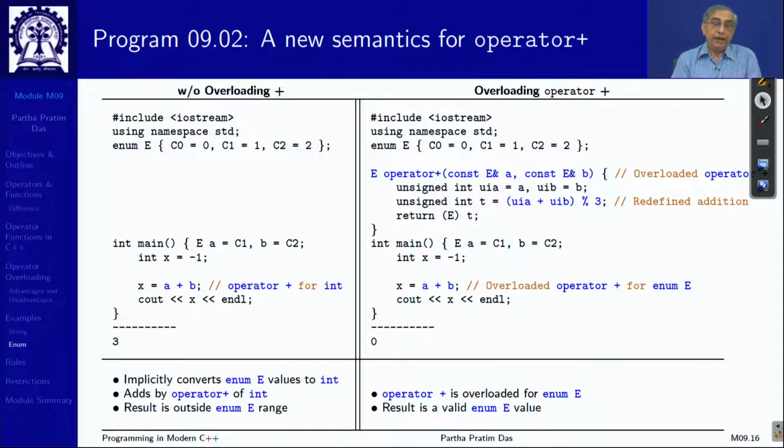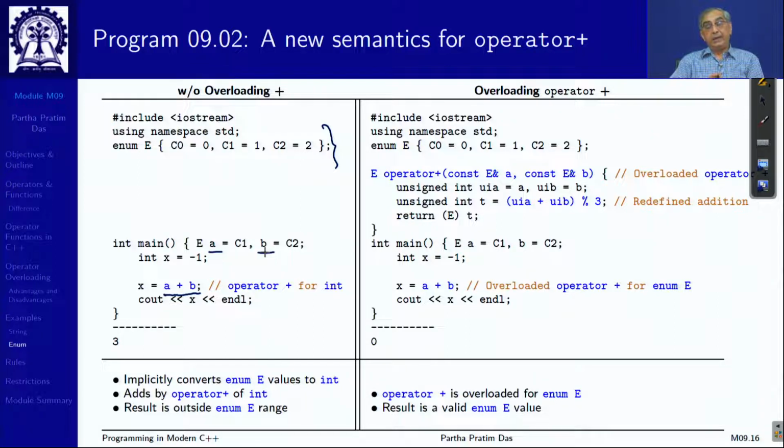Here is an example where I show that you can use operators to change the semantics of the operation. Let us say this is an enumerated data type, enum E, it has 3 enumerated literals C0, C1, C2 standing for 0, 1, 2, as you know. Now, if you take two enum variables A and B and do an add, what does it do?